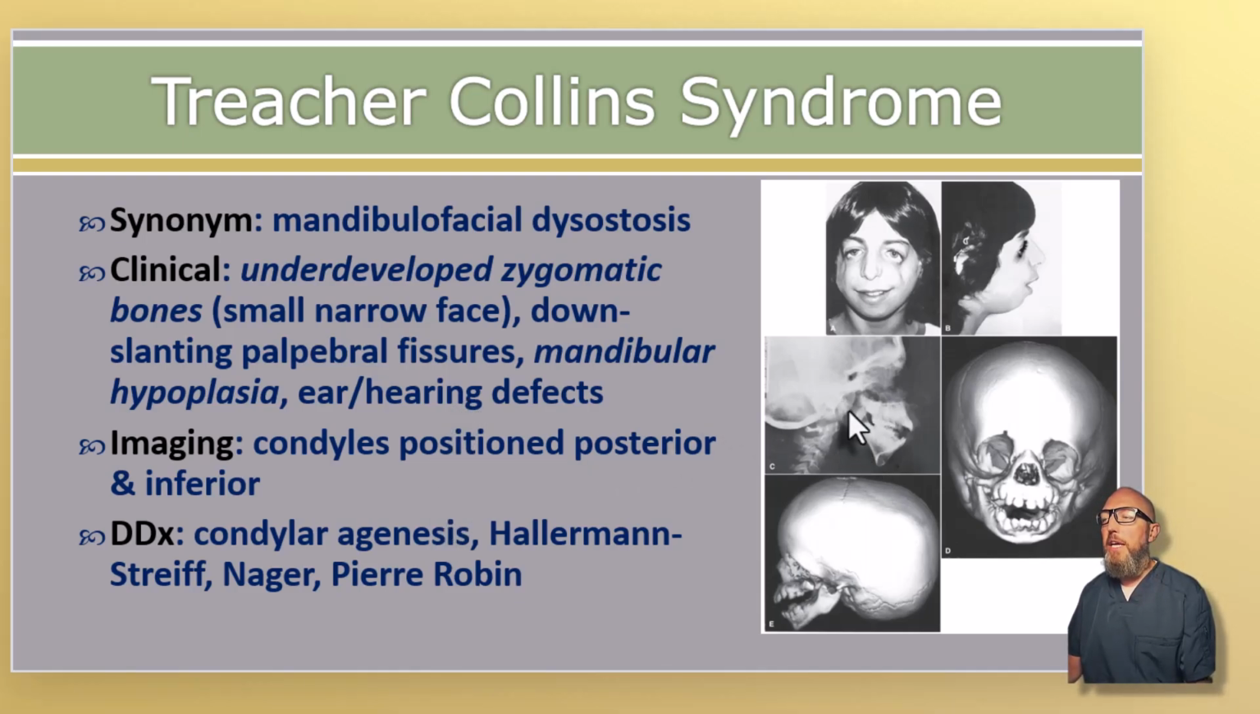Not much of an angle between the ramus and the body of the mandible. So that's kind of a distinct feature. The missing zygomatic bones are also a distinguishing feature. Gives that downturned eye appearance.